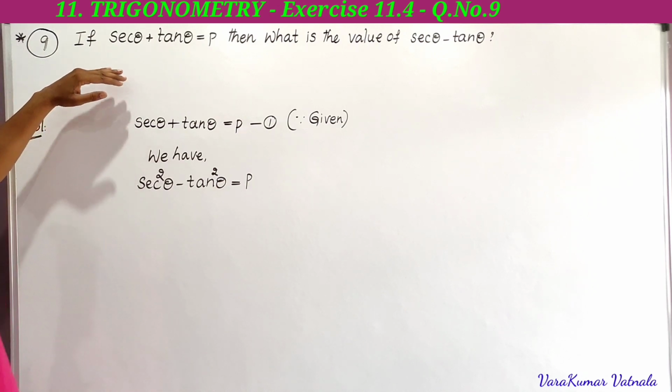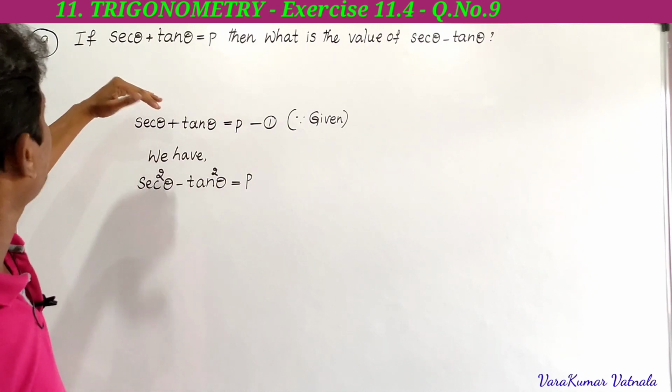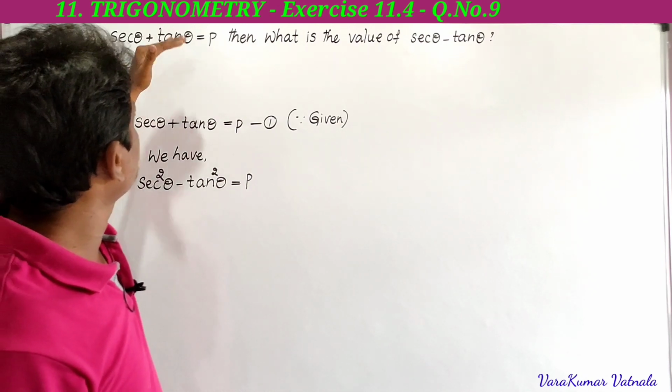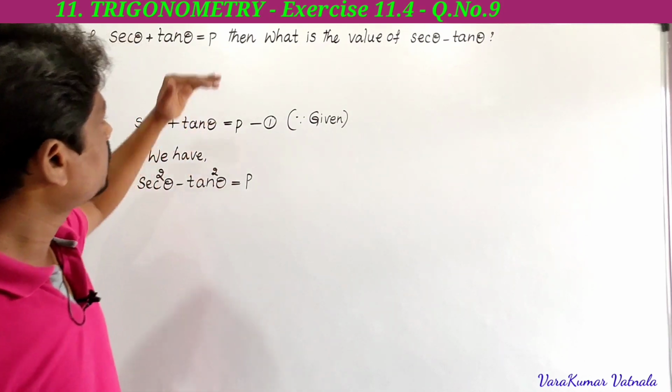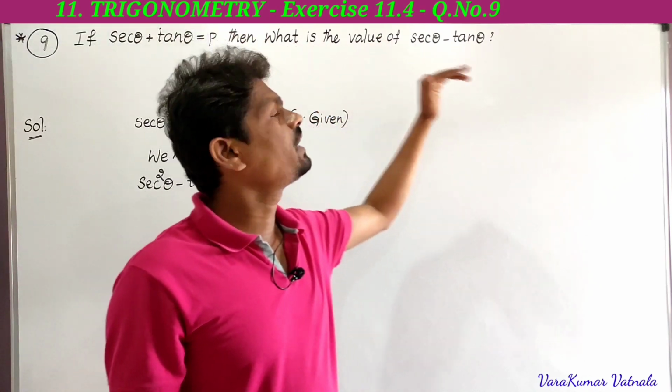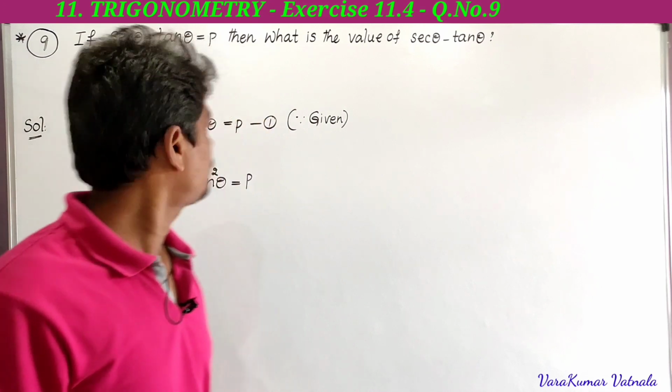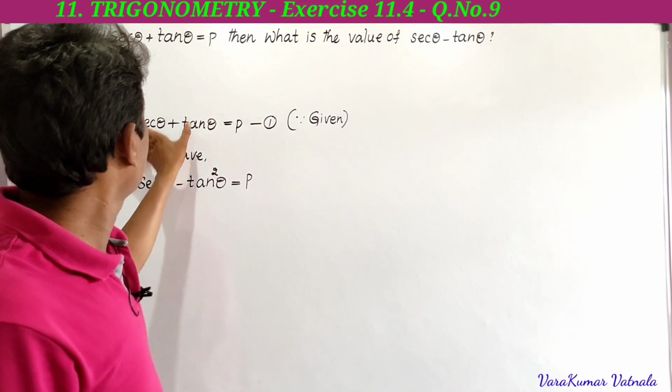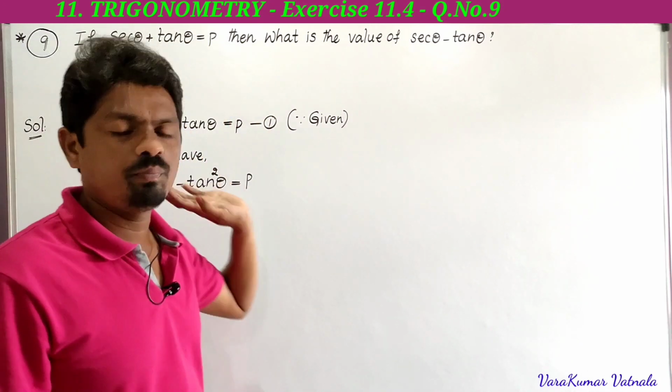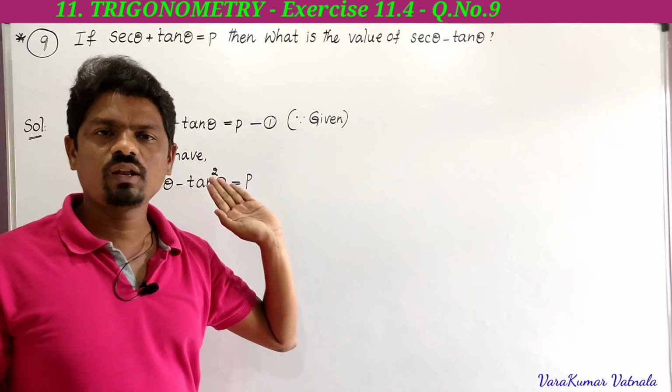See here what he has given and what he is asking to find. If secant theta plus tan theta equal to P, then what is the value of secant theta minus tan theta? So here it has given secant theta plus tan theta equal to P. Let it be equation number 1.